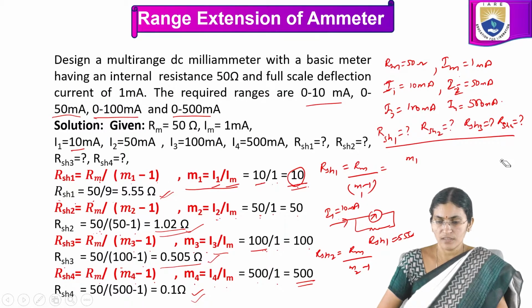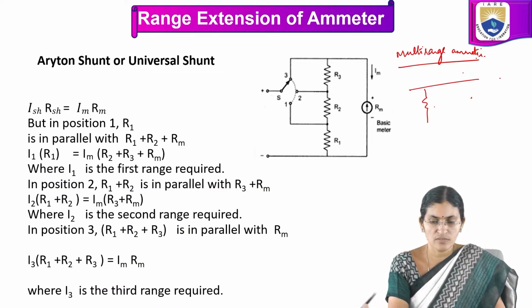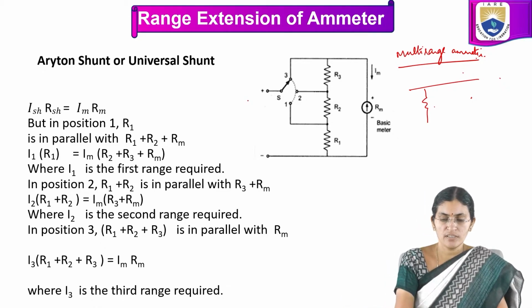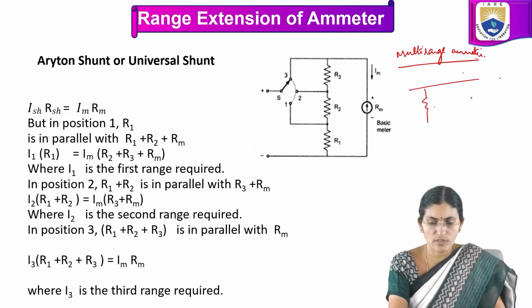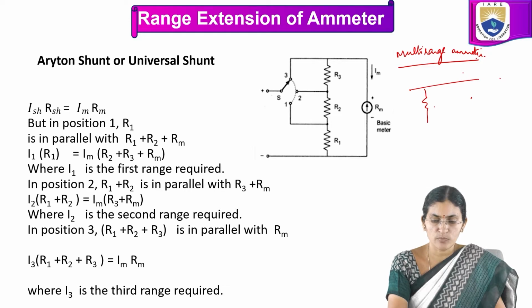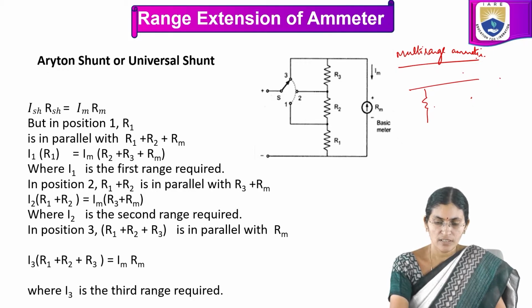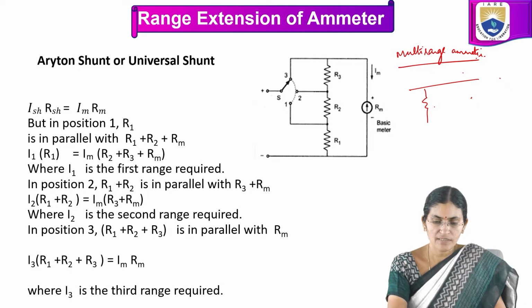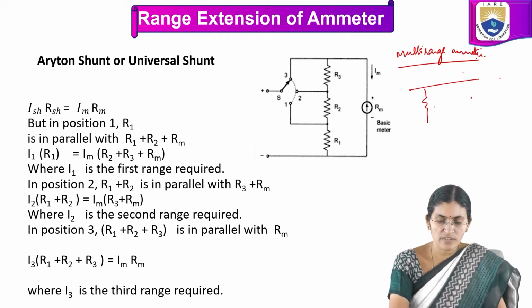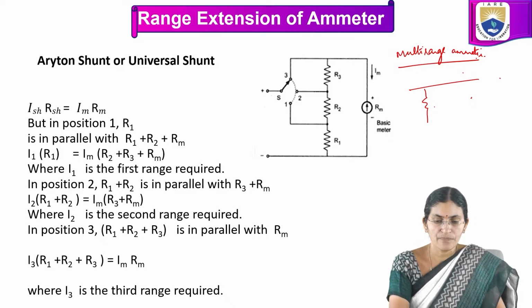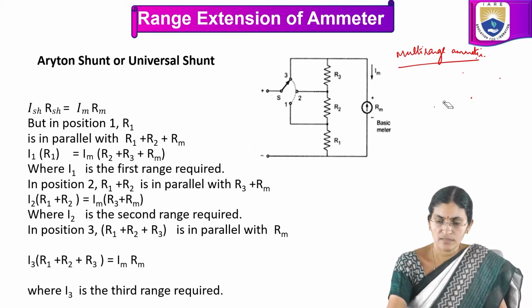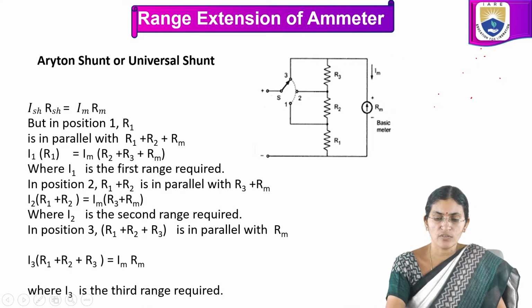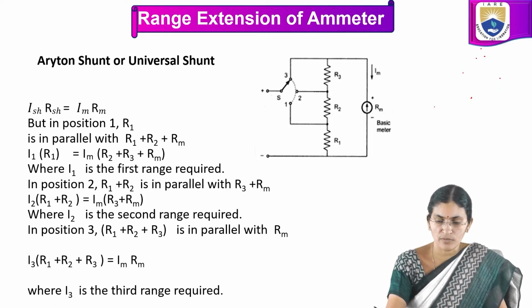So in order to avoid this, we have a different arrangement called the Aryton shunt or universal shunt. Here you can see that there are three different resistance values, all of them connected in series, and there are tappings provided at each point. At the junction of R2 and R1, there is a tapping provided. At the junction of R3 and R2, there is a tapping provided, and we can select the switch as per the requirement. So we can move the switch to 1, 2 or 3. This is the arrangement to measure three different values of current. By this arrangement, as you can see here, the cost of the equipment is reduced, as well as the size of the equipment is also reduced.